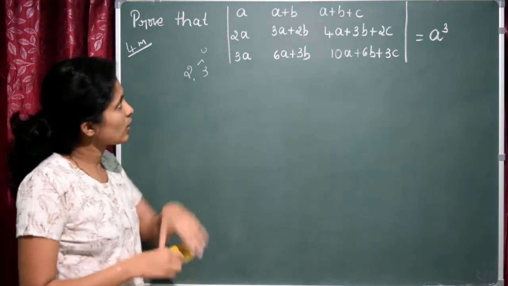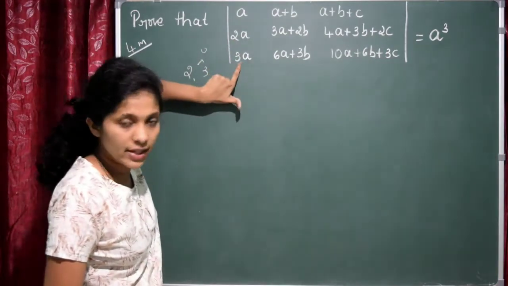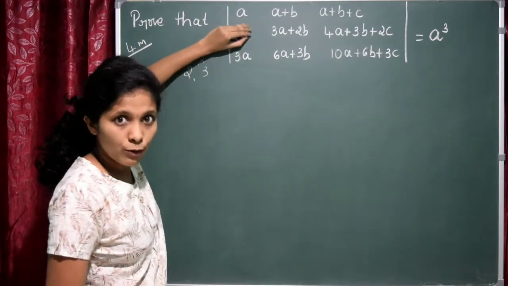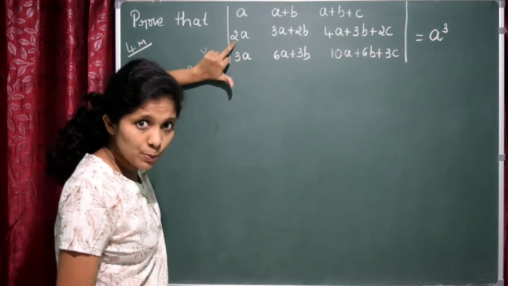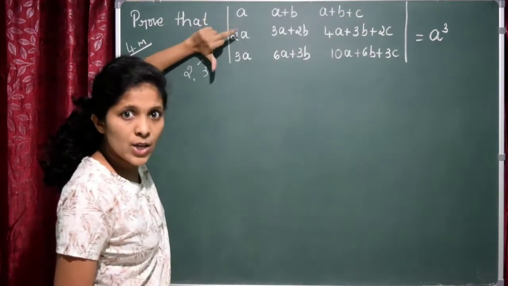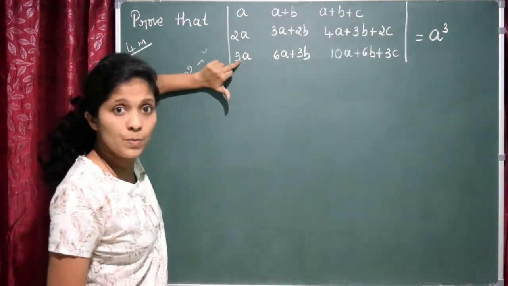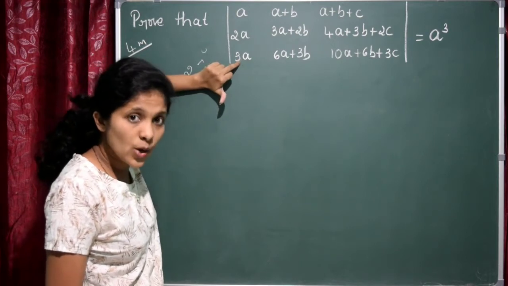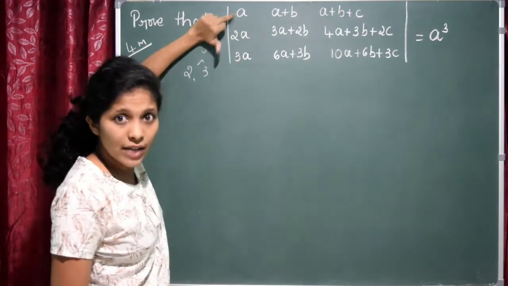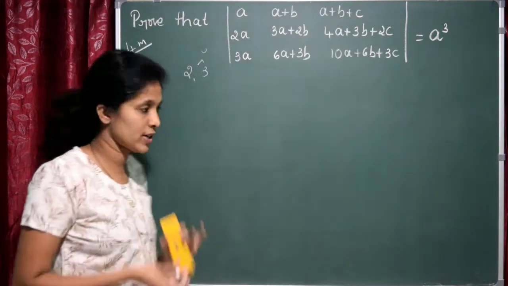Is it clear? Now what I do is, here 2a is there and here 3a is there. I make 2a as 0. For that, I will consider R2 changes to R2 minus 2R1, right? So that means 2a minus 2a will get cancelled, so this will be 0. And here 3a is there, so what you can do here? R3 changes to R3 minus 3R1. So this will be now 3a minus 3a, which is equal to 0. I hope you understood this one.